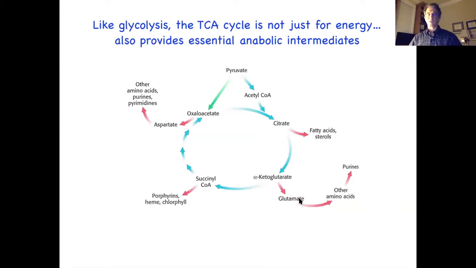There's a corollary to this, which we're also going to see, which is that if you don't have a lot of carbohydrate coming in, you can feed the TCA cycle and run it by feeding it in sideways. And one of the main ways you do that is through amino acids going in this way through alpha ketoglutarate, or coming in this way through oxaloacetate.